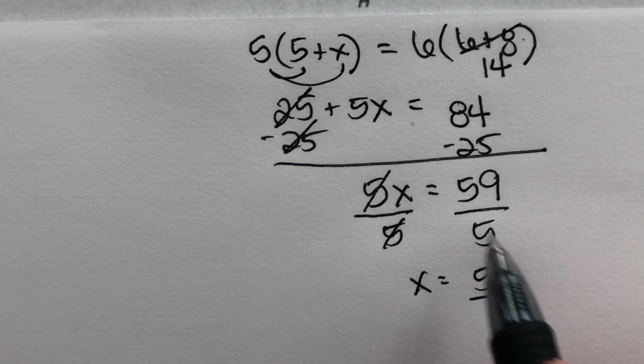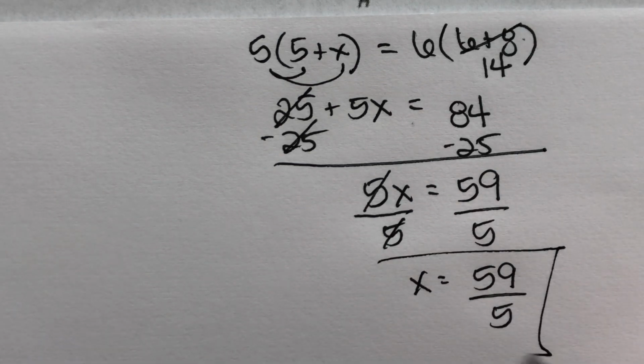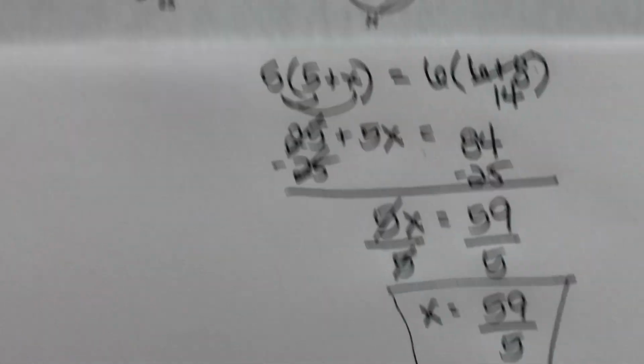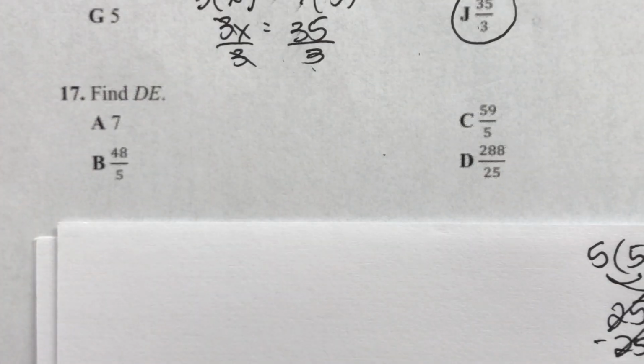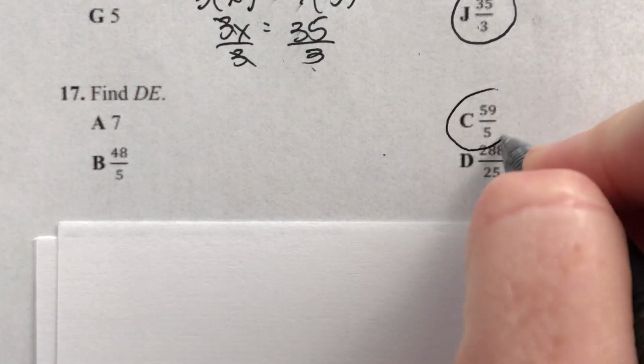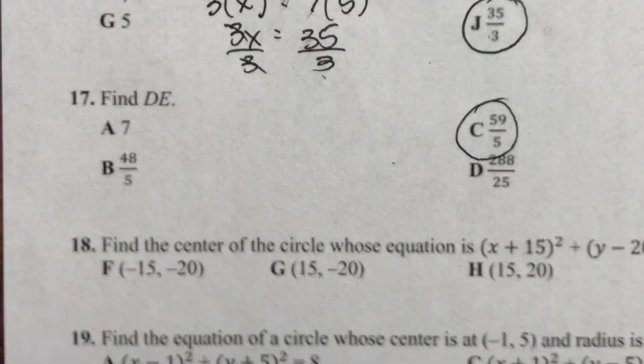But first, I'm going to take a look at my answer choices and see if this is any of my answer choices. 59 over 5. So here are my answer choices. Right there. Okay, number 18.